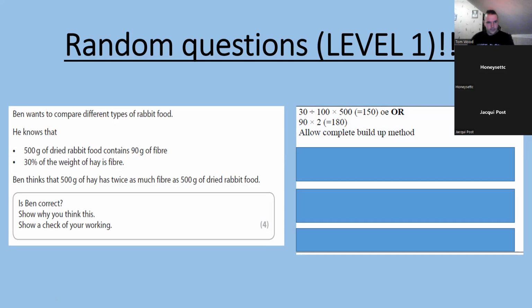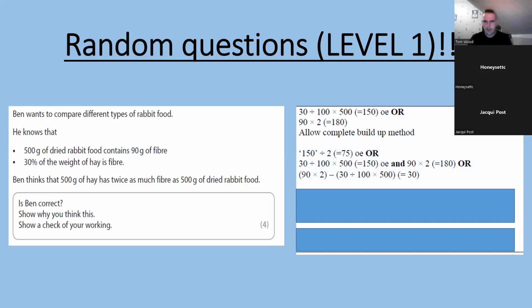So what we know is that we need to essentially find 30% of 500. That's one thing that we have to do. So you can see at the top there, we've done 30 divided by 100 times 500, or how I've normally taught this, we're going to do 500 divided by 100 to find what 1% is. And then I'm going to multiply that by 30. So that's going to give me the total amount there. What I then know is, in this case here, we've got 500 grams of dried rabbit food contains 90 grams of fiber.